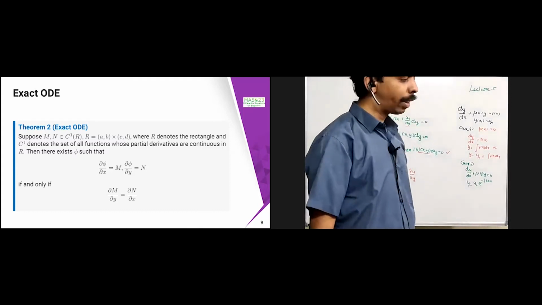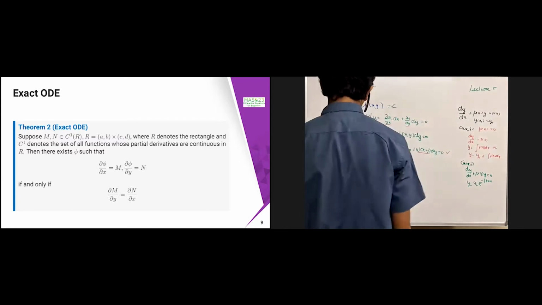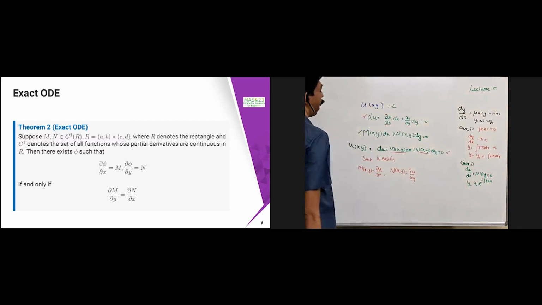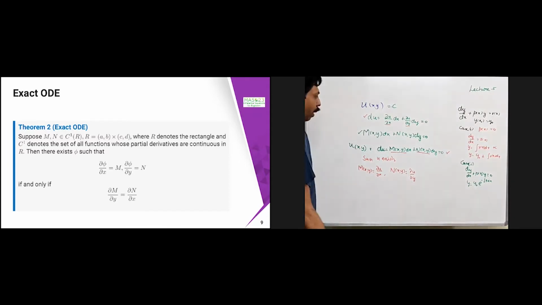Okay. Now we have a theorem. The theorem is going to say when the given function is going to be exact or not, that we are going to find. Okay, so that's what we are going to do now.